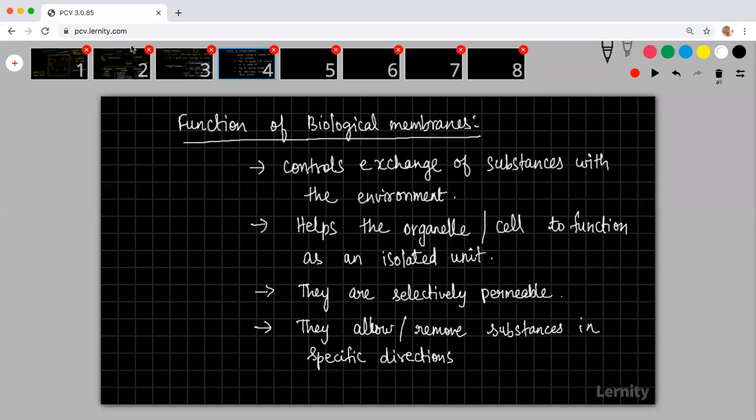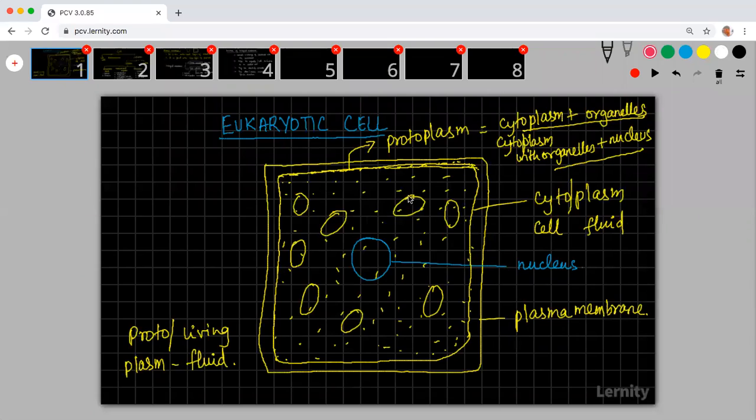Please understand that these biological membranes help with the exchange of substances with the environment. It can be organ to organelle. You see here, like I have drawn this diagram, this is also a biological membrane, and this is also a biological membrane. We are talking about both these membranes. What is this trying to do? It is trying to push this thing outside and then it can take substances inside. Similarly, here also the same thing can happen.